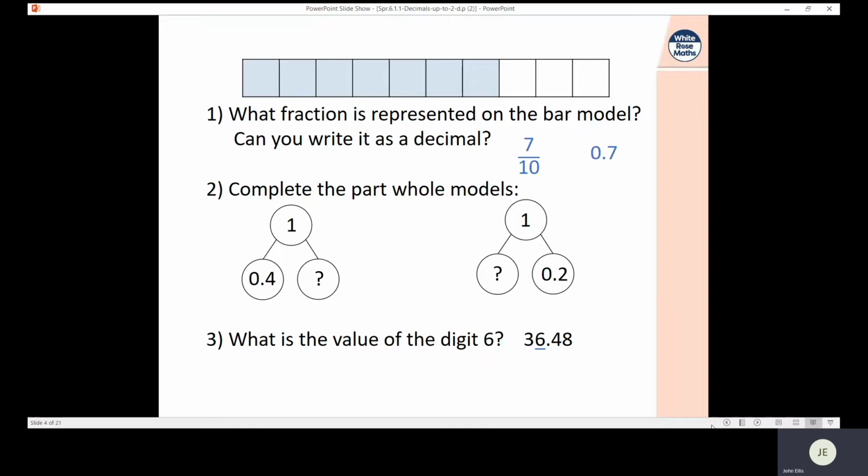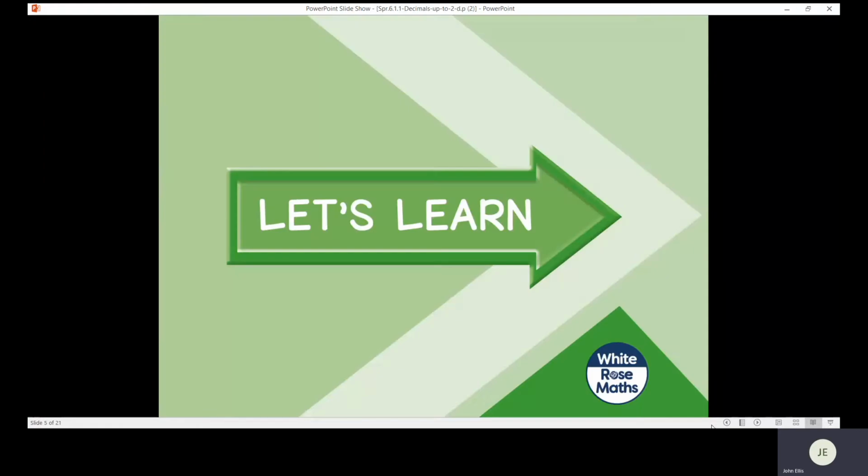Okay, so there are 2 ways to work this out. I could do 1 take away 0.4, or I could count on from 0.4 until I get to 1 whole. You should get the answer 0.6. So well done if you managed to get that answer. Again, I could do the same, and I know it's going to be 0.8. So in here, I've got the number 36.48. Hopefully, if you're as good at maths as I think you are, you know you have 6 ones, 6 units, you might call it. So let's move on to our next one.